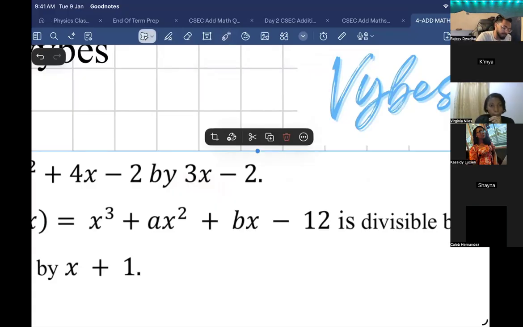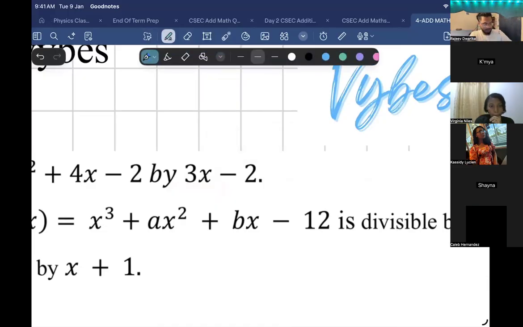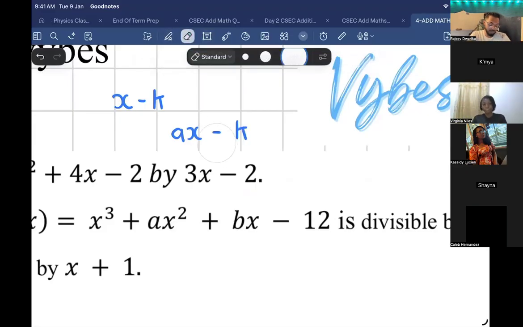Let me explain, just to make sure nobody is confused. Again, you would have learned it in the explicit form x minus k, where it's x minus something, right? But this is not in that form. This is in the form ax minus k, you see now? Because you have 3x minus 2. So let me explain something.